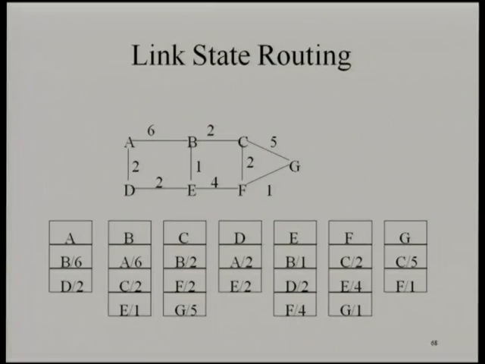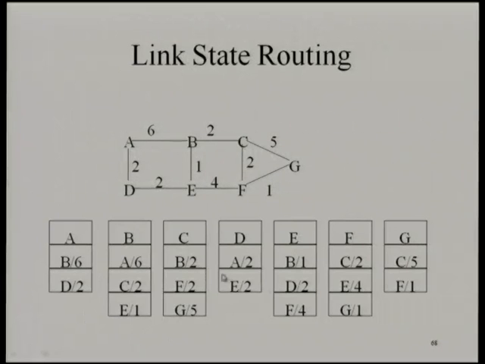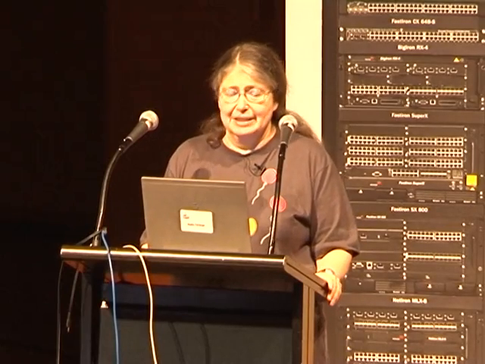And link state routing, just to demystify, is this: here's a network of 7 nodes. F and C are neighbors with a link cost of 2. Each one of these nodes generates a packet saying, I am A, I have a neighbor B at a cost of 6, D at a cost of 2. That gets forwarded to everybody, and then they know everything about the network. They can calculate paths from themselves to everybody. They can also calculate trees.